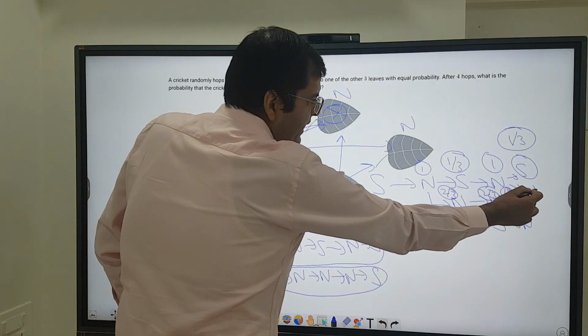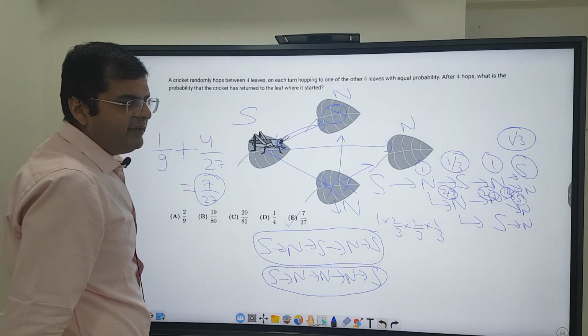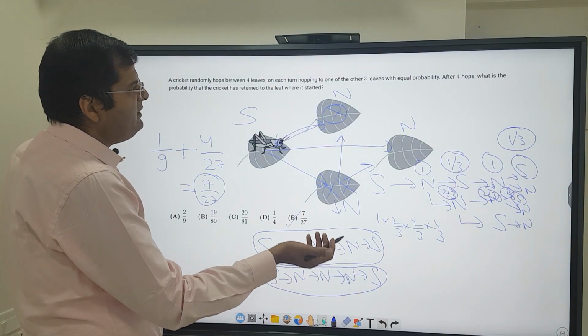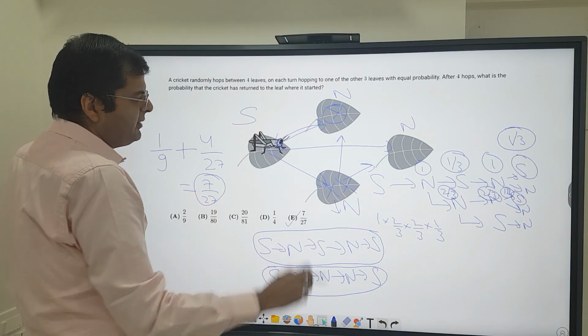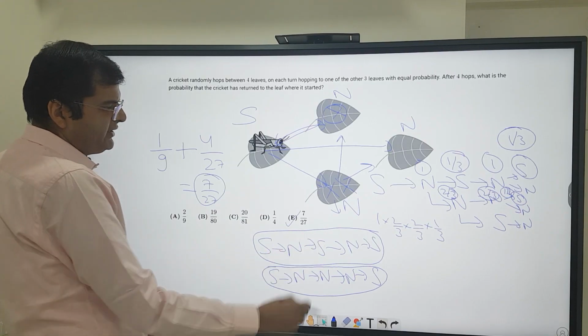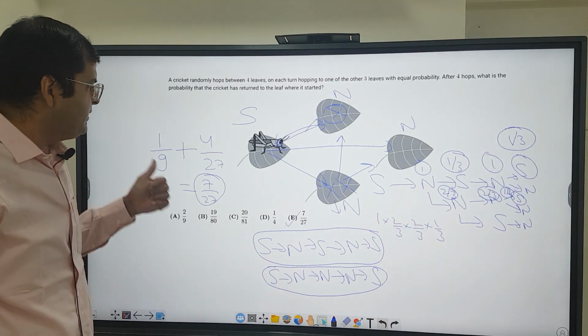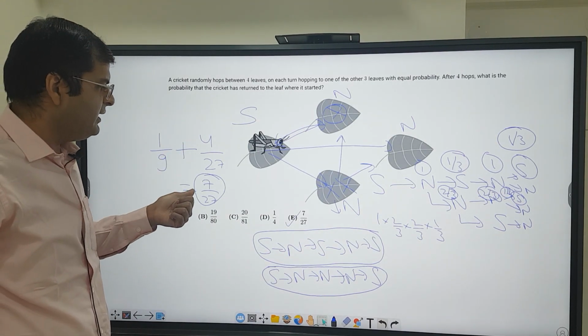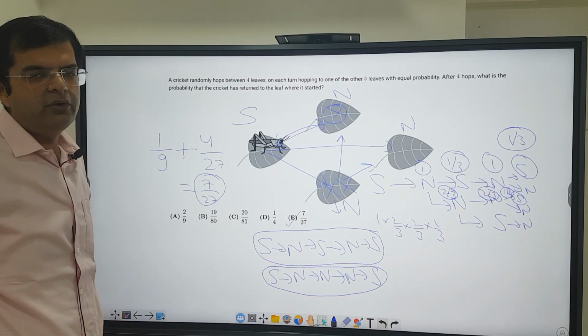In the rest of the cases, you were ending at N. Alright. And we don't want to end at N because we want to come back to the starting position. So only these 2 cases were possible. The probability of each of them was found separately and added to get the answer. Alright, that's how you solve this question.